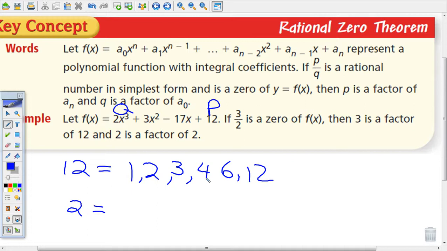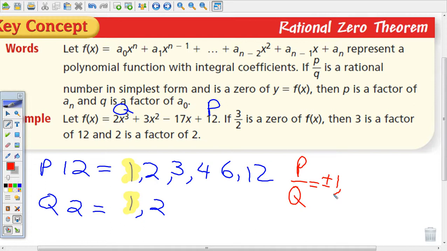How about 2? What are the factors of 2? 1 and 2. So once you get the factors down of P and Q, this is annoying that this is Q and this is P. All the possible rational zeros of this function are P divided by Q. Those are all the possible rational zeros. So what is one possible combination of P over Q? You could have 1 over 1. So one possible zero would be 1. Now that's positive and negative 1, so all of these are positive and negative.